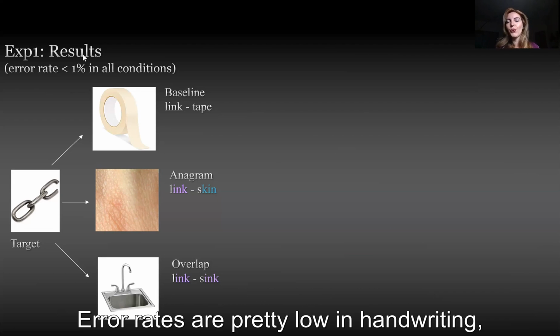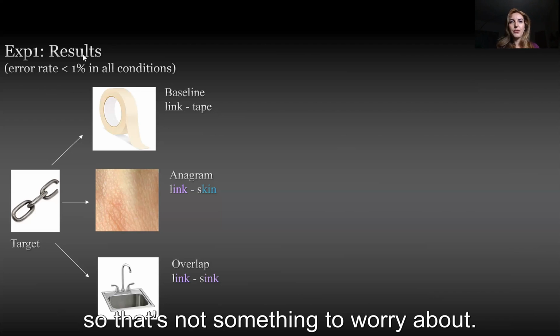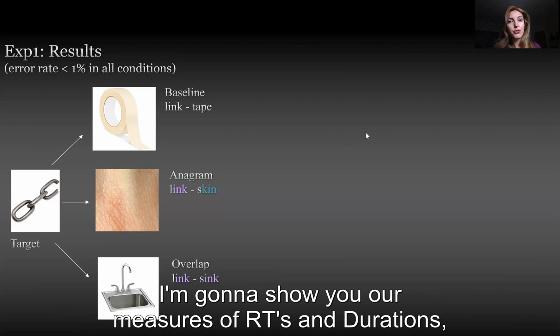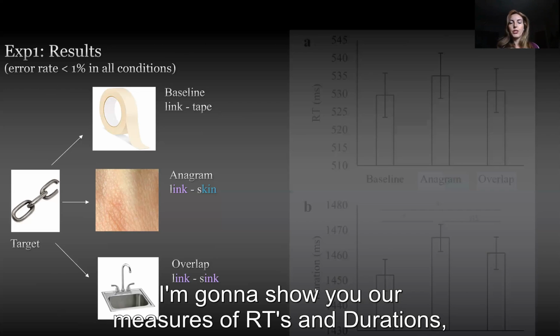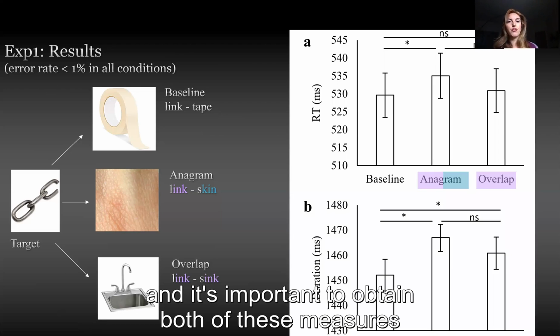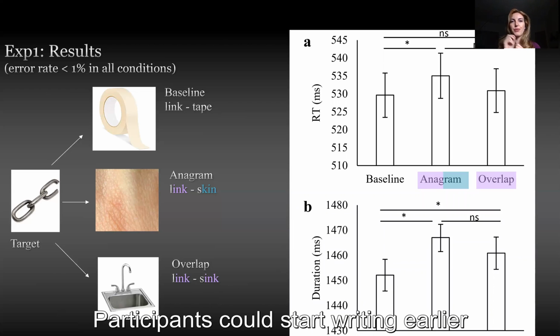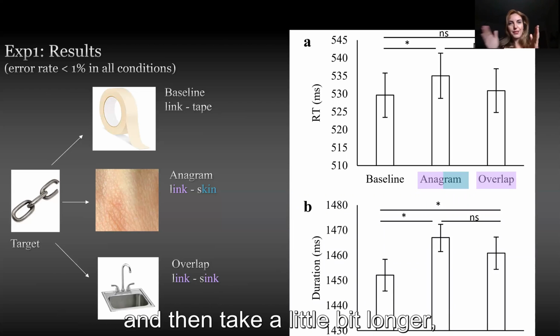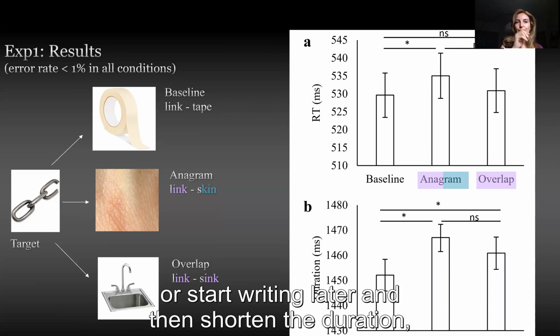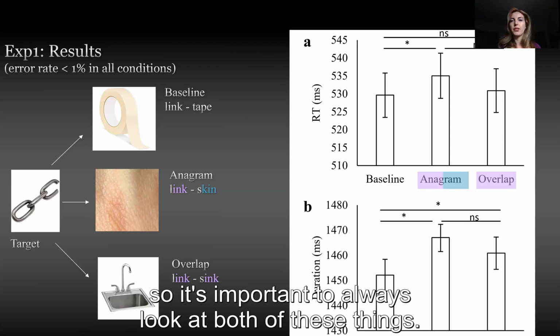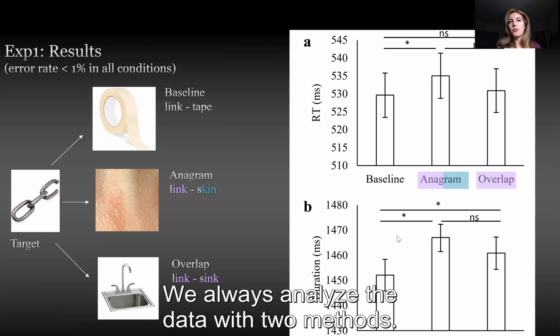Error rates are pretty low in handwriting, so that's not something to worry about. What I'm going to show you are measures of RTs and durations, and it's important to obtain both of these measures because they could trade off. Participants could start writing earlier and then take a little bit longer, or start writing later and then shorten the duration. So it's important to always look at both of these things. We always analyze the data with two methods.